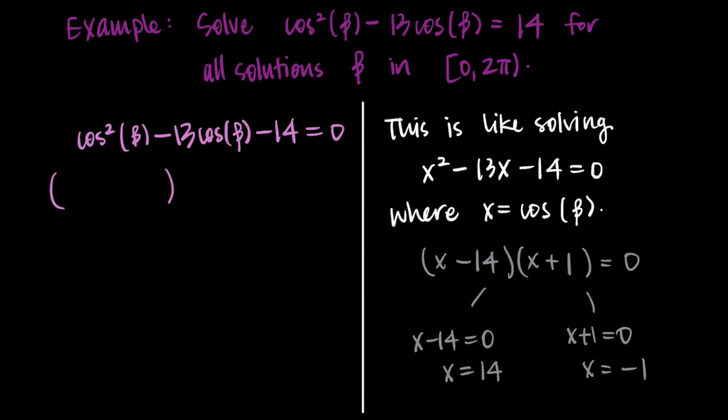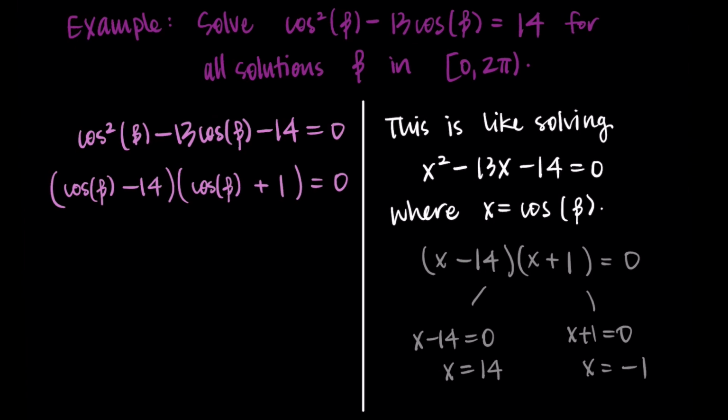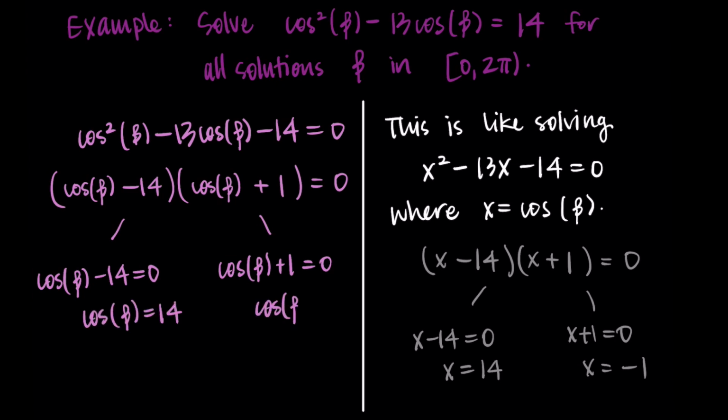So okay, we're going to repeat this factoring process, this time with cosines. So I'm going to have cosine of beta in the first part of each of these terms, and then I'm going to do my -14 and my +1 to have this work out. Now I just have my two equations. So I have cosine of beta -14 equals 0, and I have cosine of beta +1 equals 0. So I'm getting cosine of beta equals 14 and cosine of beta equals -1. And now I just need to solve both of these equations. So we were given a larger equation at the beginning, and now we have these two smaller equations that we need to solve as part of it.